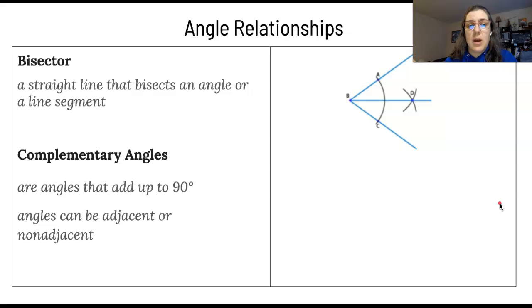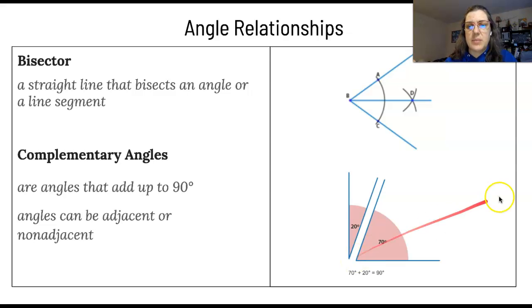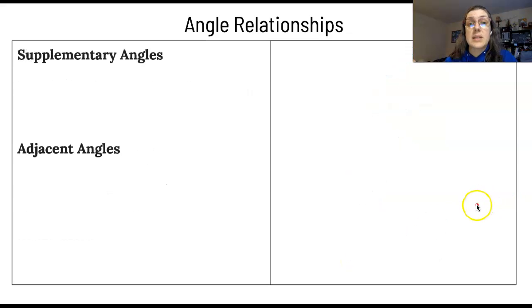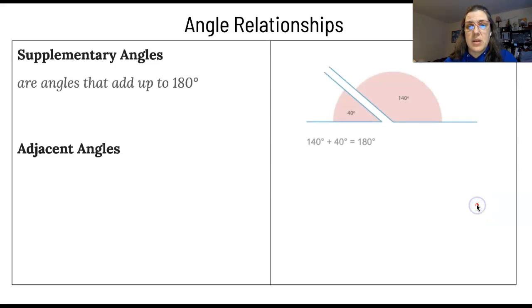Complementary angles are angles that add up to 90 degrees. Angles can be adjacent, sharing the same line, or non-adjacent. This is an example of a non-adjacent angle, because they're not sharing the same line. It's two different angles, but they still add up to 90 degrees. Supplementary angles are angles that add up to 180 degrees. Same thing: non-adjacent angles, but they add up to 180 degrees. These examples are also in your curriculum on page 10.